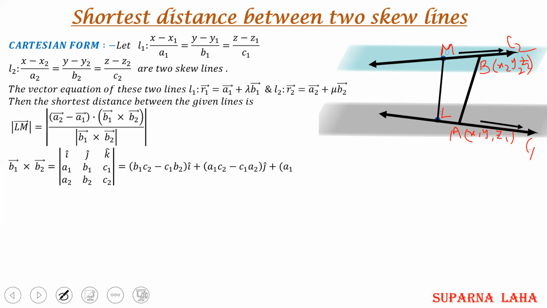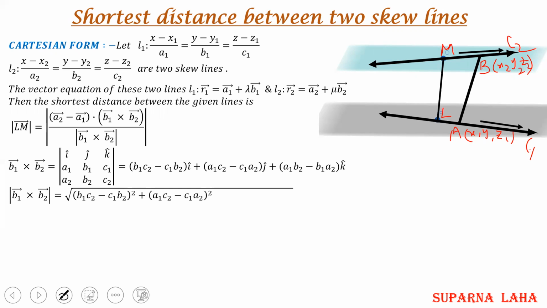B1 C2 minus C1 B2 into I cap, A1 C2 minus C1 A2 into J cap, A1 B2 minus B1 A2 into K cap. So if we take the mod value of it, take the terms, square them and take the root. Clear?